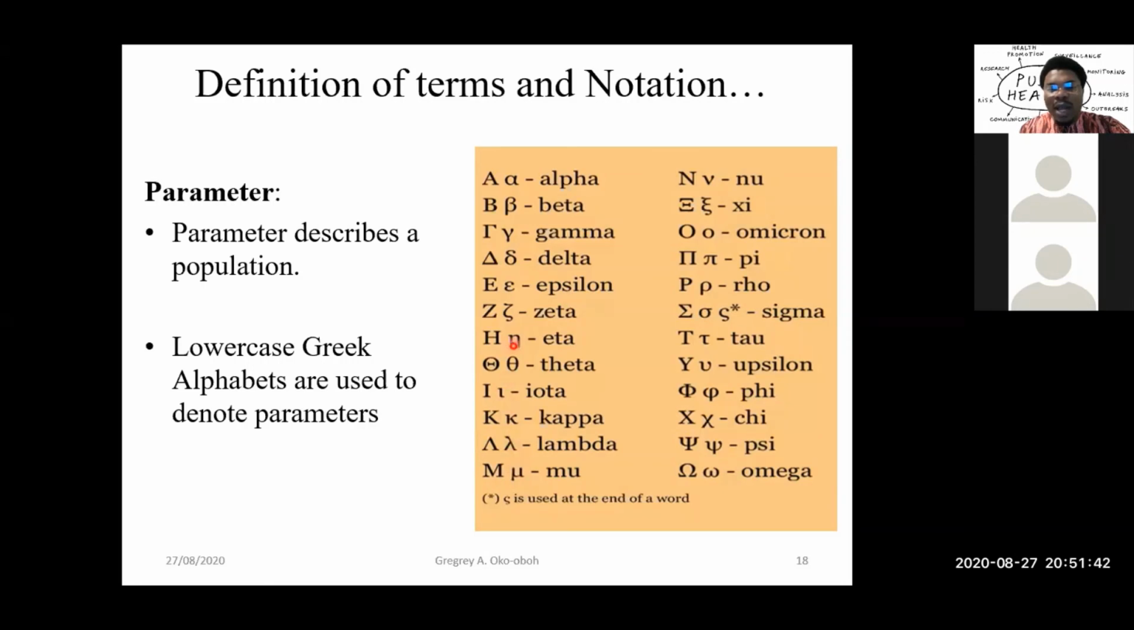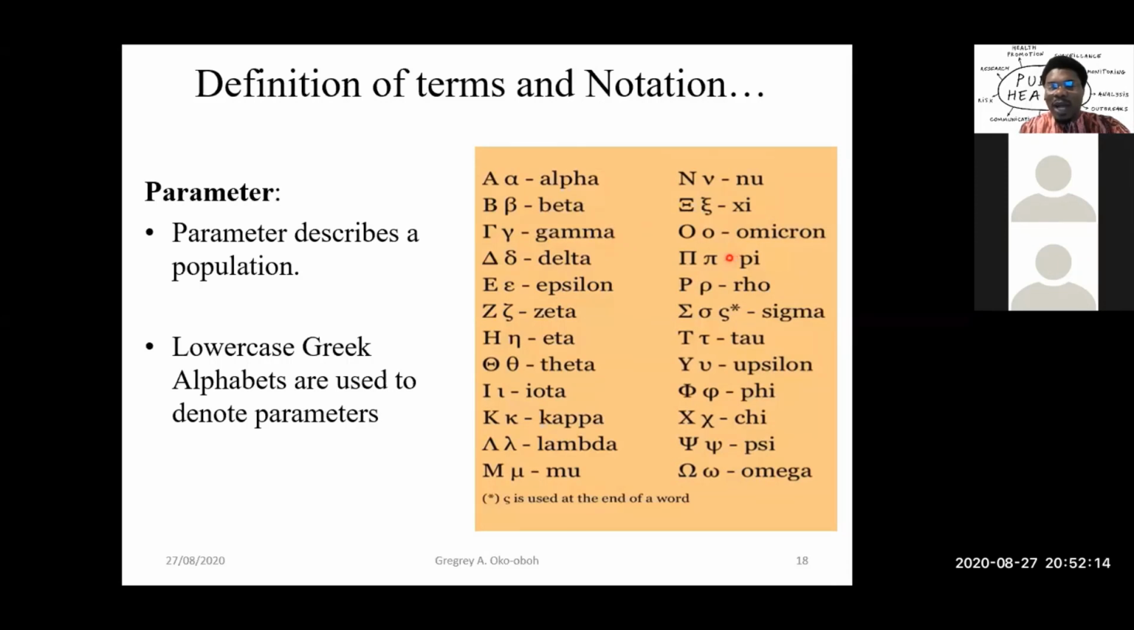So we use these lower cases. We don't use the uppercase. We use the lower cases when we are trying to describe parameters of a population. So anytime you see the use of mu or alpha or beta, we are talking about population, not the sample, never the sample. Please take note, because even when you are calculating your sample size, you will see Z alpha, Z beta. That tells you that whatever it is referring to is the population.